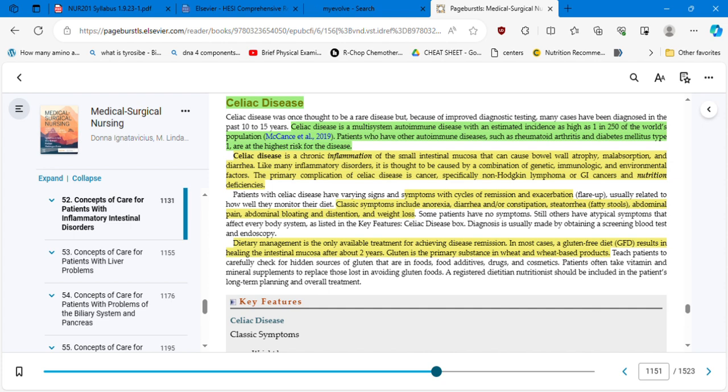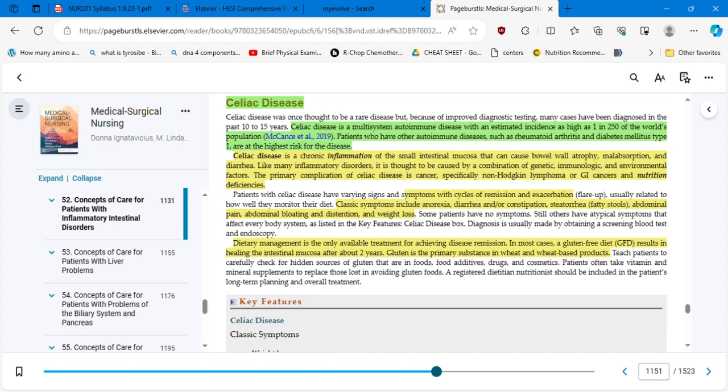Signs and symptoms come with cycles of remission and exacerbation. That's one of the typical flare-up presentations. Classic symptoms include anorexia, diarrhea and constipation, steatorrhea, fatty stools, abdominal pain, abdominal bloating and distension, and weight loss. Dietary management is the only available treatment for achieving disease remission. In most cases, a gluten-free diet results in healing of the intestinal mucosa after about 2 years.